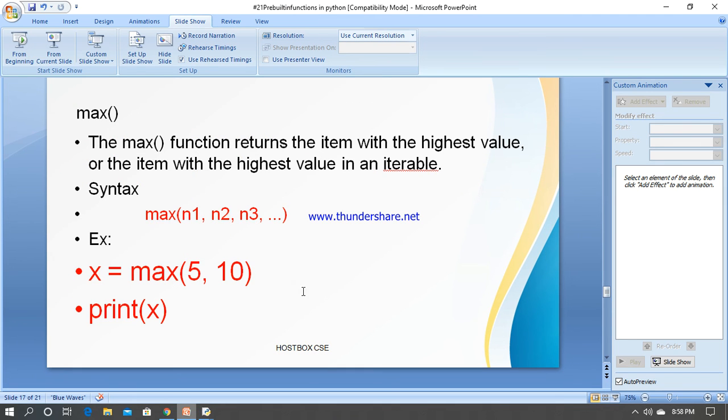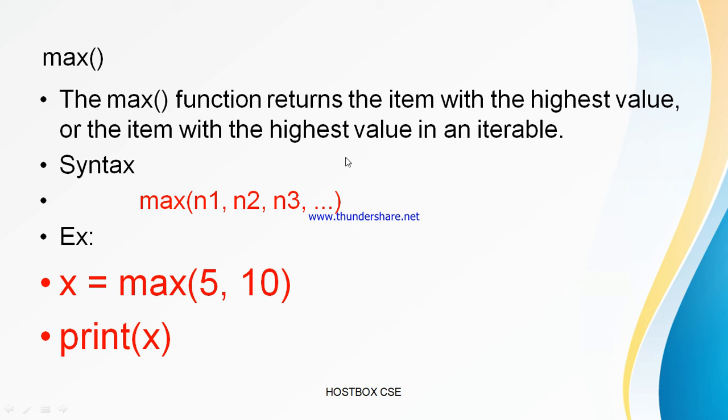Then next one, the max function, which returns the item with the highest value in the iterable. Syntax is max of n1, n2, n3 and so on. How many numbers you can give, check it. Example, we are going to specify the variable where x equals max of 5, 10 and print of x. So when I go like this, it prints the maximum value of x, that is 10.